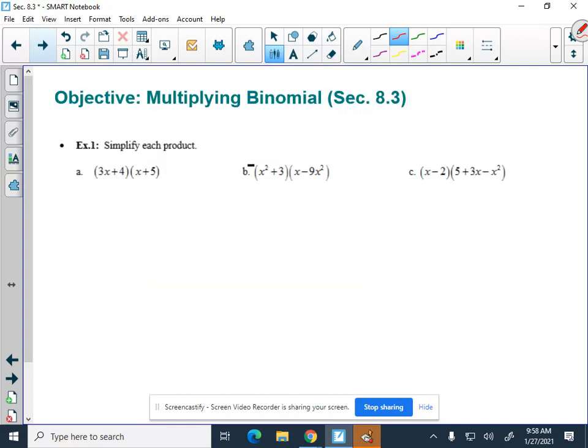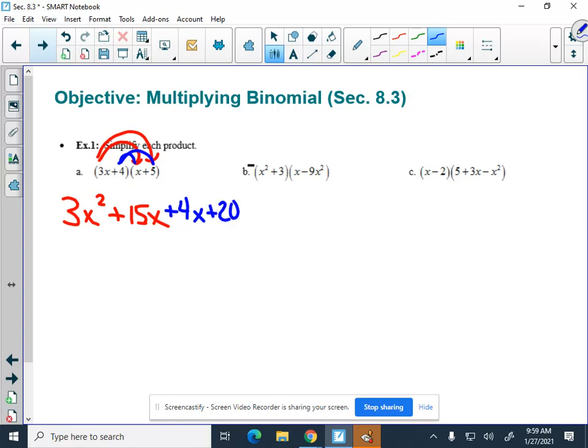We have example A. It says 3x plus 4 times x plus 5. We're going to take 3x, multiply it by x, we get 3x squared. We're going to take 3x times positive 5, we get plus 15x. Now we're going to take the 4 and multiply by both. Everybody following along, doing okay, getting it? 4 times that is plus 4x. 4 times 5 is plus 20.